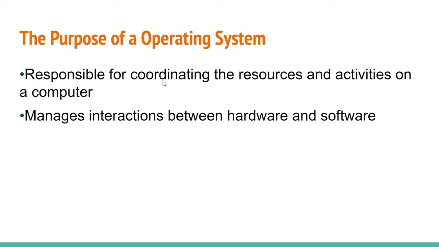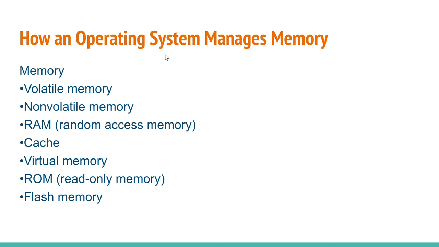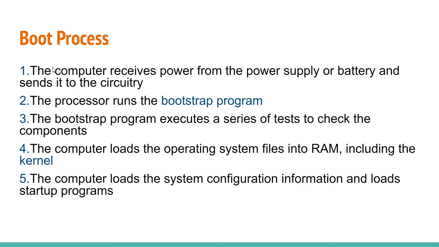Purpose of an operating system: it is responsible for coordinating the resources and activities on a computer and manages interactions between hardware and software. How an operating system manages memory: volatile memory, non-volatile memory, random access memory, cache, virtual memory, read-only memory, flash memory.